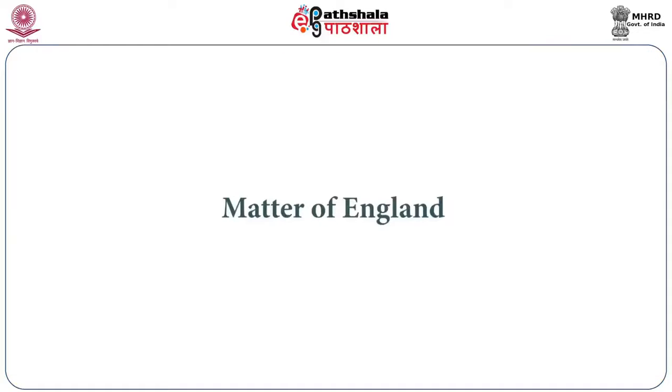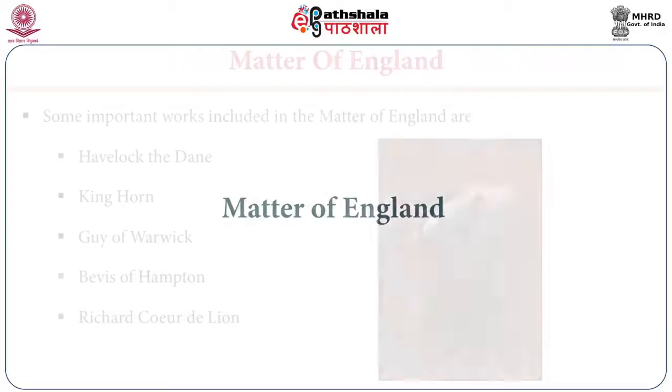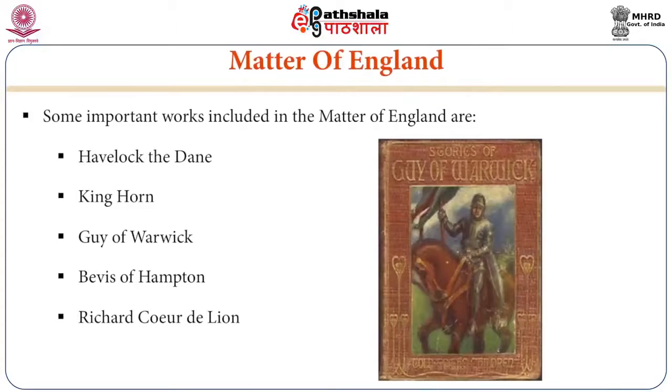Now, matter of England. The matter of England is also exhibited through the corpus of romances. Number one, Havelock the Dane. Number two, King Horn. Number three, Guy of Warwick. Number four, Bevis of Hampton. Number five, Richard Coeur de Lion. So all these belong to the matter of England.